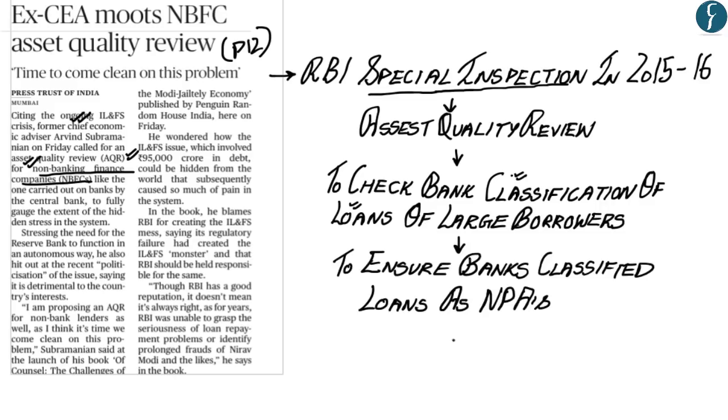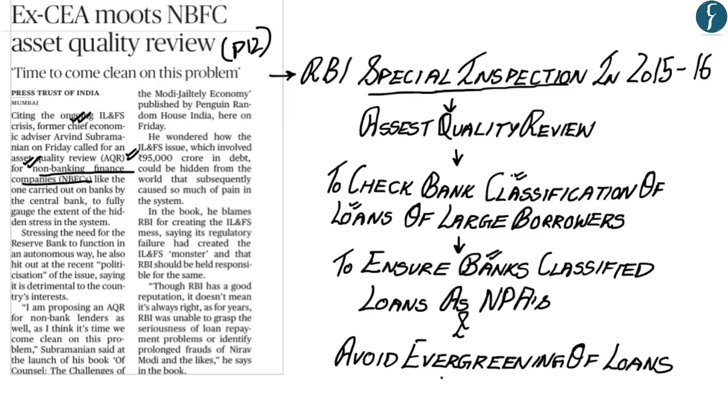And apart from this, the RBI also wanted to ensure that the banks were not evergreening loans. Now what was happening in 2015-16 was that various large corporations and companies had undertaken loans, but they were not able to pay back the interest or the principal amount on those loans. And therefore what the banks did was to give them more loans so that they were able to pay back the interest or the principal amount of the earlier loan that the company or a corporation had undertaken.